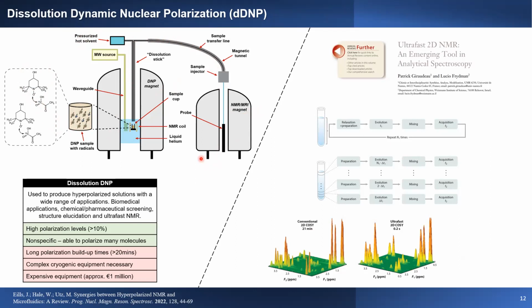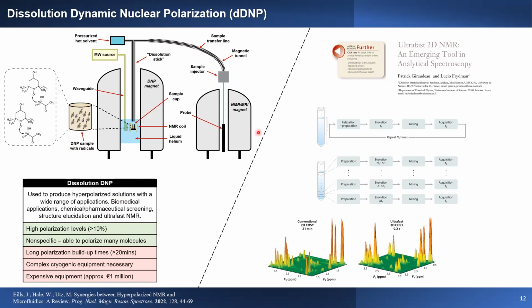Well, you can reach high polarization levels on many molecules. And just like magic angle spinning DNP, it's quite non-specific. You can polarize lots of things, but it suffers from many of the same drawbacks. The polarization build-up times being a notable one here. It takes on the order of about 30 minutes or so to polarize a sample in this way.